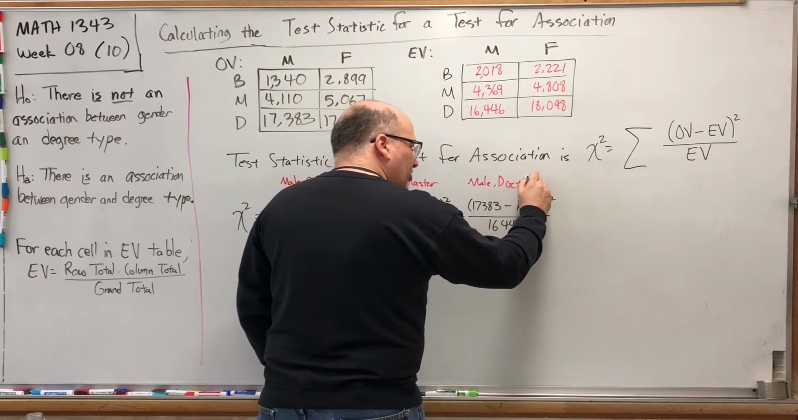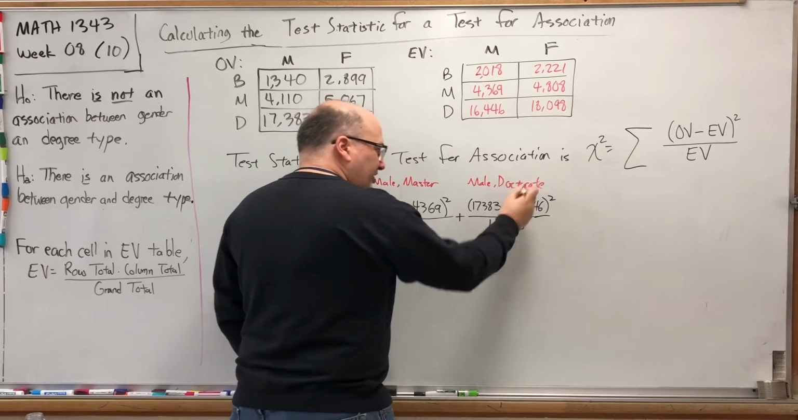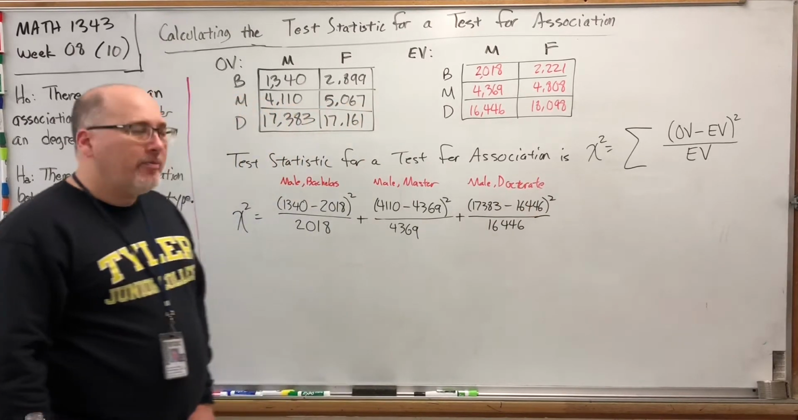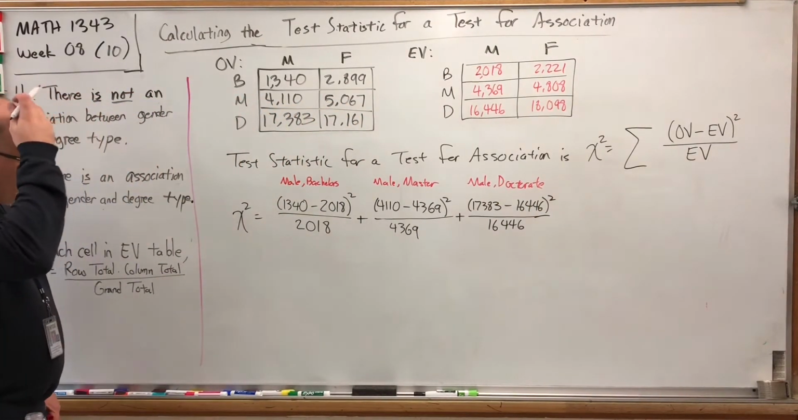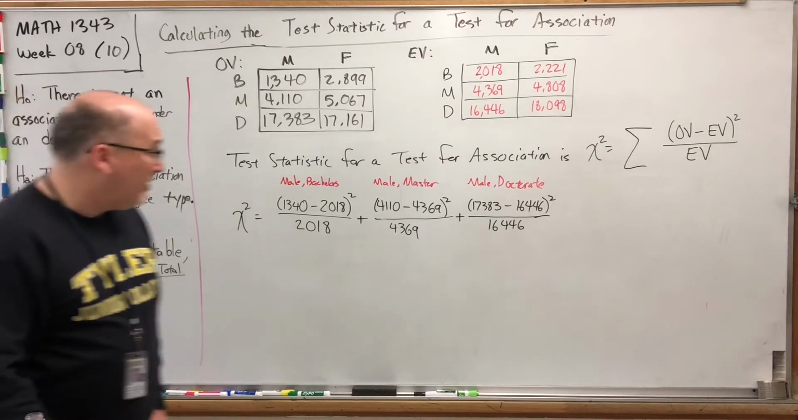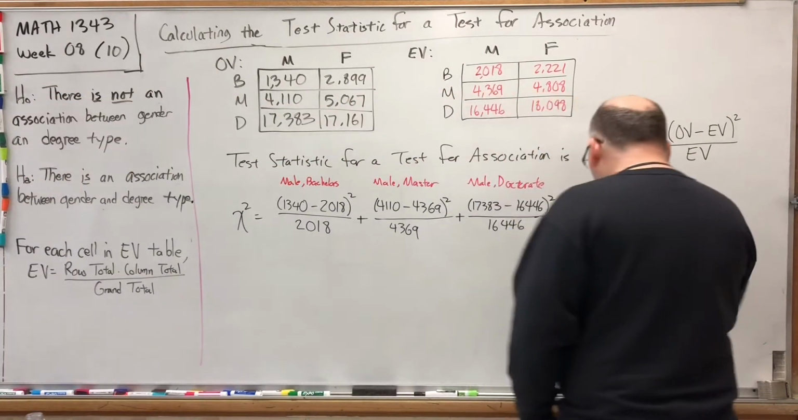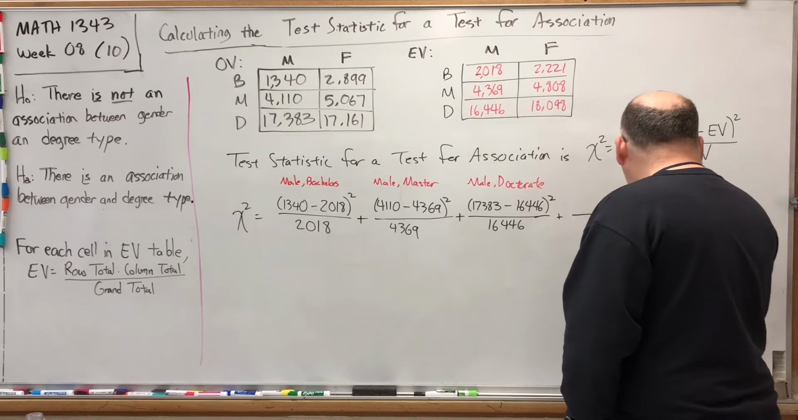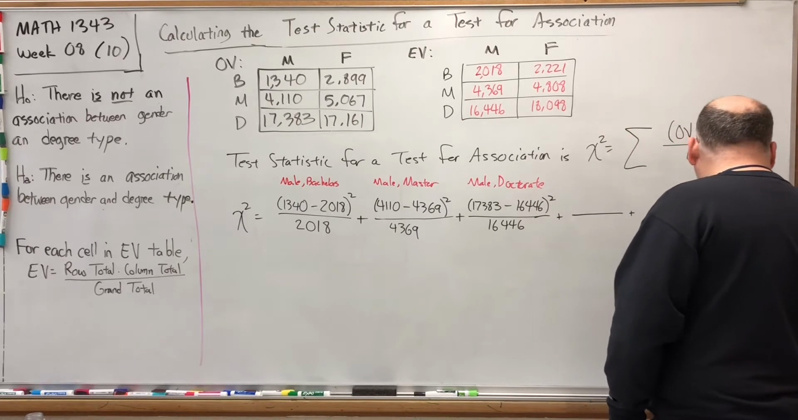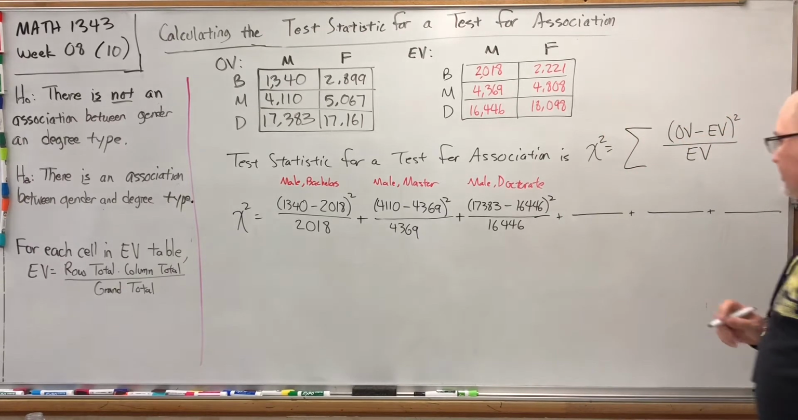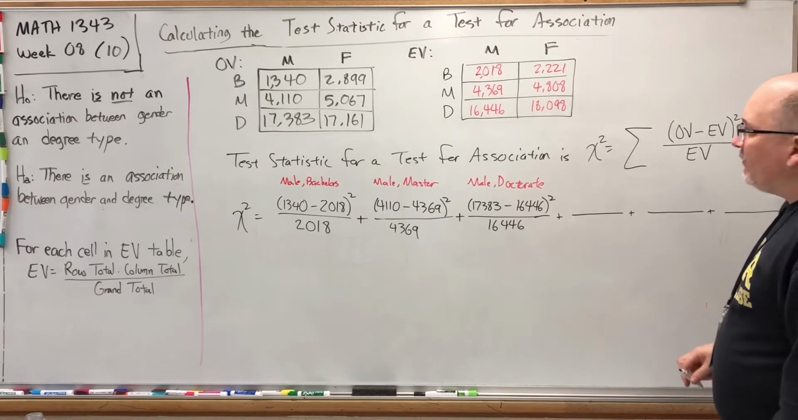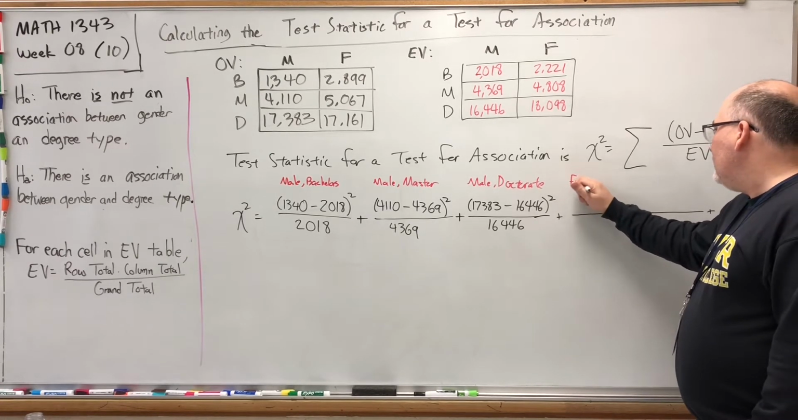It's not necessary to label the cell that each fraction came from. That's for instructional purposes. But now I have to do the same thing for the female cells, for the female column, and I hope it will fit in the space that we have here. I'll make it work. Let's go ahead and set that up. All right, so moving to the females, female bachelor.